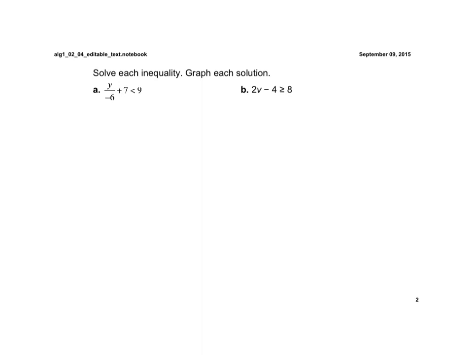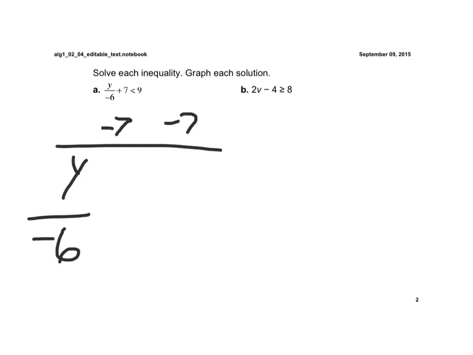All right, we'll get right after it here using two-step equations. And so again, we have two things being done to the variable. In this case, we're first going to get rid of the adding 7, so we're going to subtract 7 from each side. When we do that, we're left with y over a negative 6 is less than a positive 2.